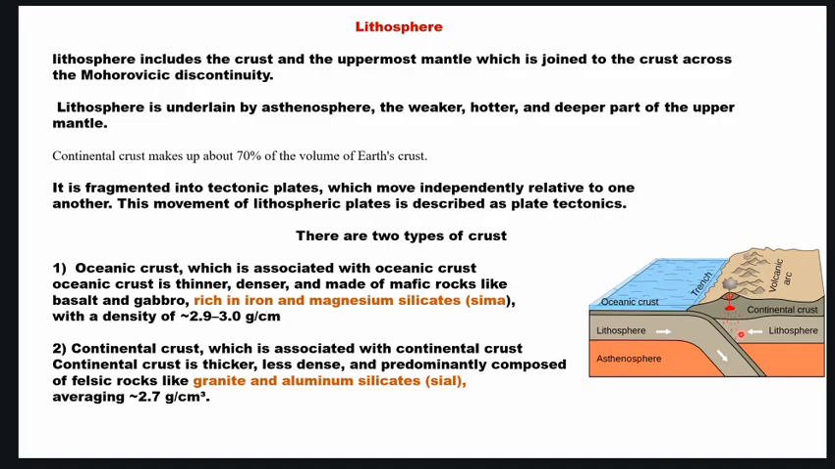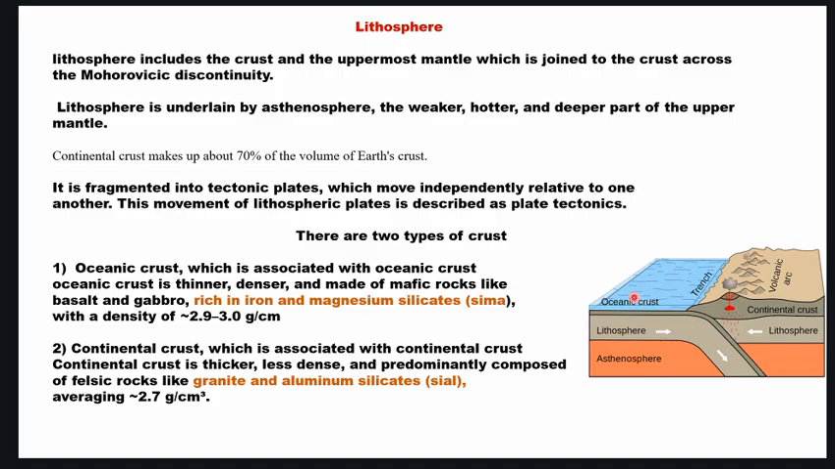So it means because of the difference in density, when you place the two of them and they collide, one will definitely go beneath the other one. That is why you see in this diagram this one going down. The oceanic crust is heavier.